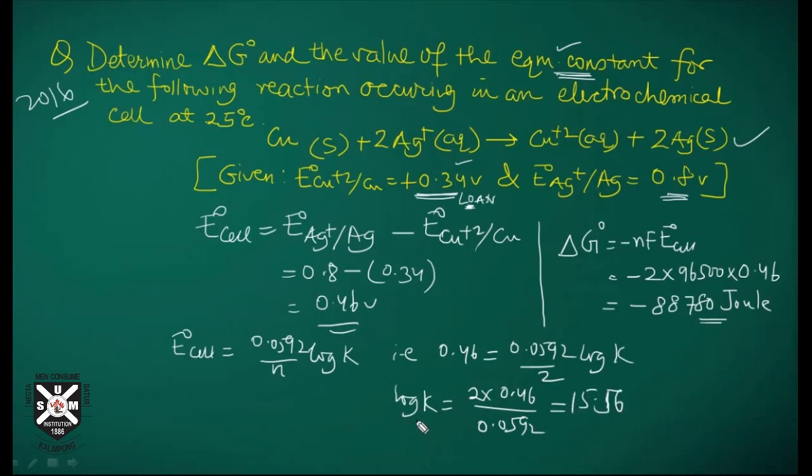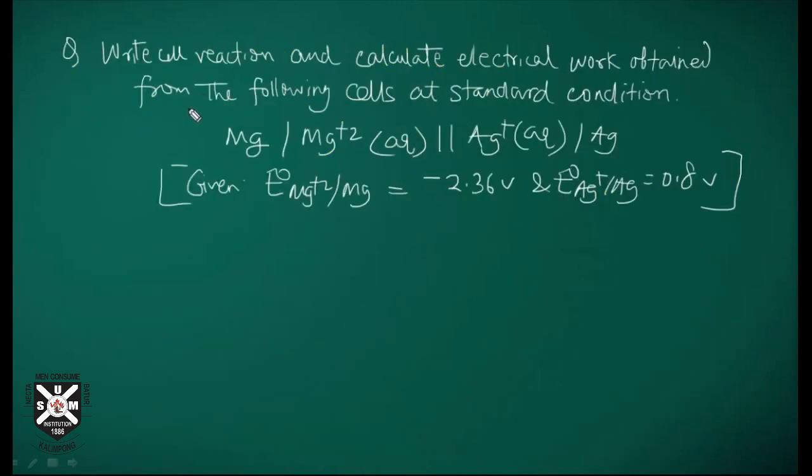If you calculate this, it becomes 15.56. Now, how do you find K from log K? K equal to the anti-log of this number. In a scientific calculator, you will have to press shift log and this number, and you'll get the anti-log. So then the value of K will become 3.68 into 10 to the power 15. This is the answer.